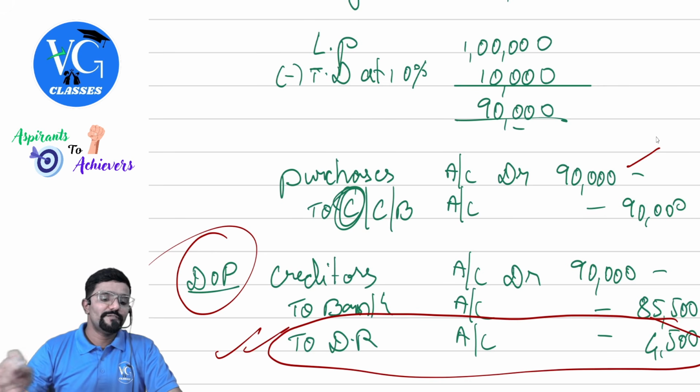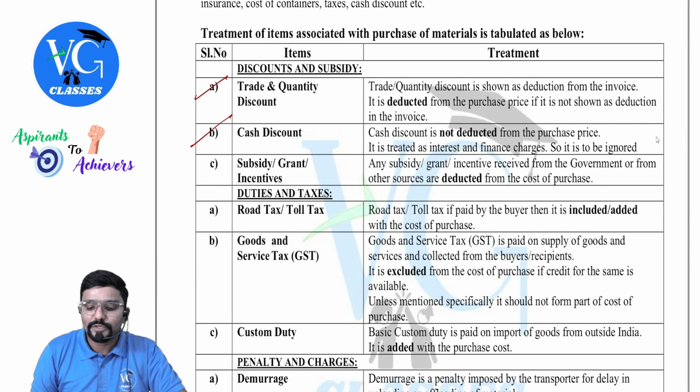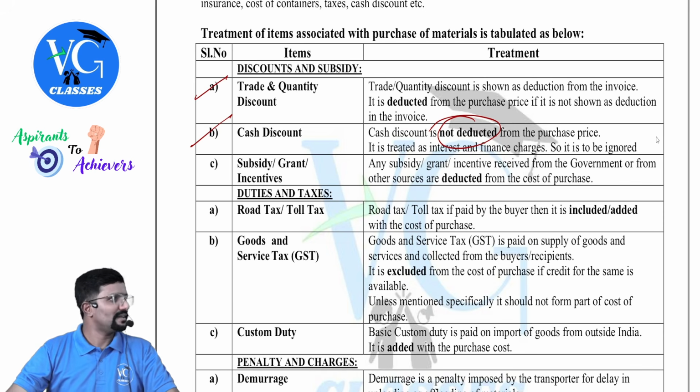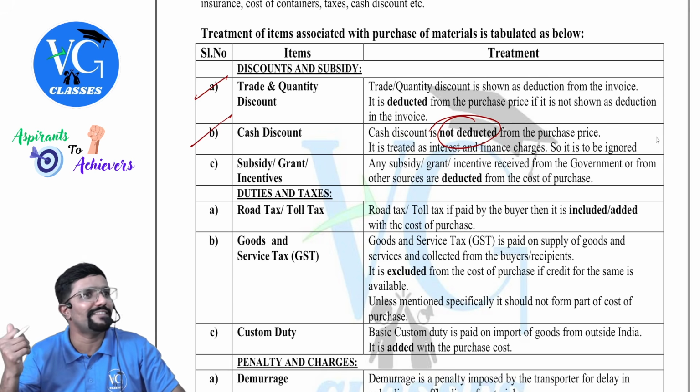So in simple terms, if it is a trade or quantity discount, what should we do? Deduct it. If it is a cash discount, what should we do? We should not do anything. Leave it. Not deducted means you should not do anything. Sir, should I add it? Not deducted, so why add?